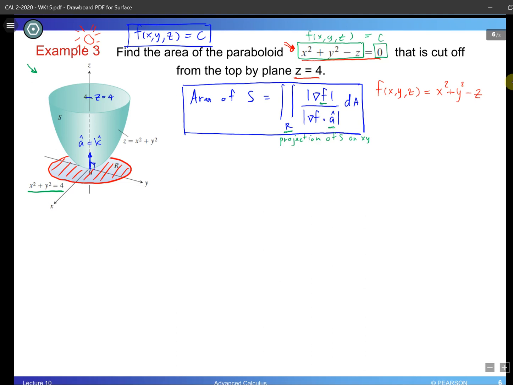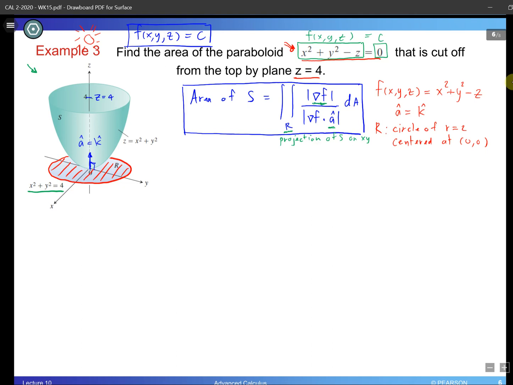Okay, so let's put all the information here. We know that a hat is going to be equal to k hat, just one component. And r is going to be the circle of radius 2, r equal to 2, centered at the origin 0, 0. Alright, so we have all the information. Now let's put everything into the formula. What about we find out about this gradient of f? We need this gradient of f inside the formula, so let's find out about that.